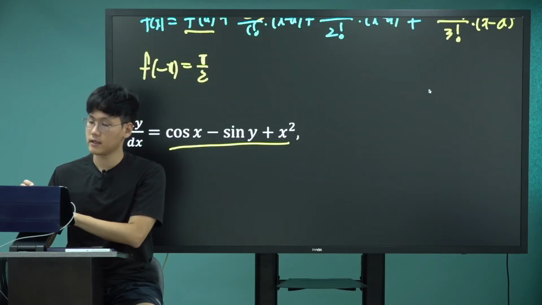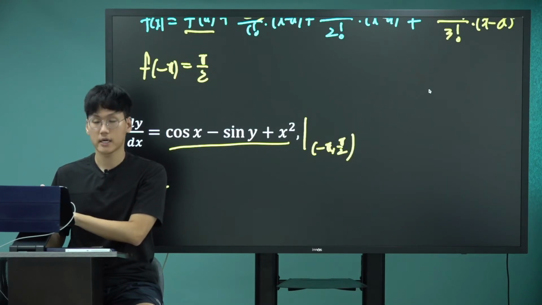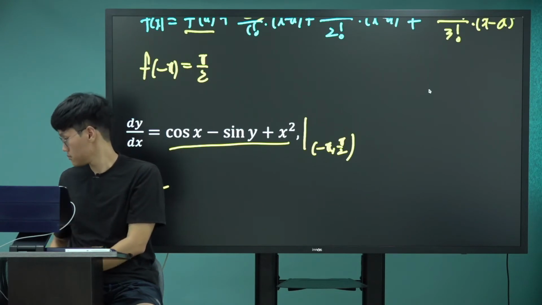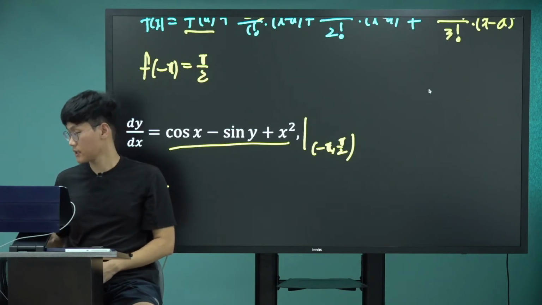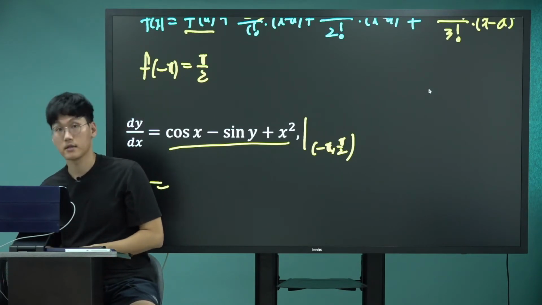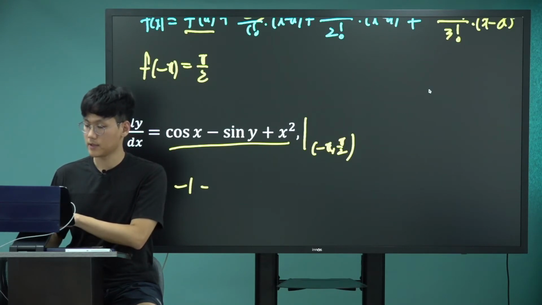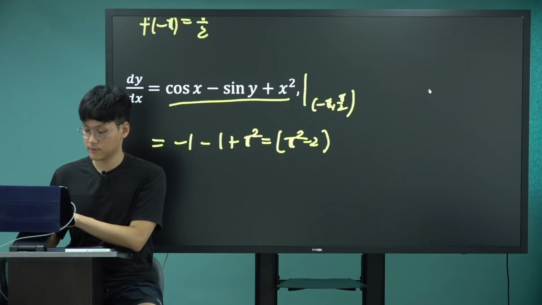So if I then plug the negative pi, comma pi over 2 on him, cosine negative pi is the same as who? Come again? Cosine negative pi is in fact negative 1, right? So it's going to be negative 1 minus sine pi over 2, which is 1, and plus pi square. So in fact, your first derivative is pi square minus 2 at the center of negative pi, comma pi over 2.